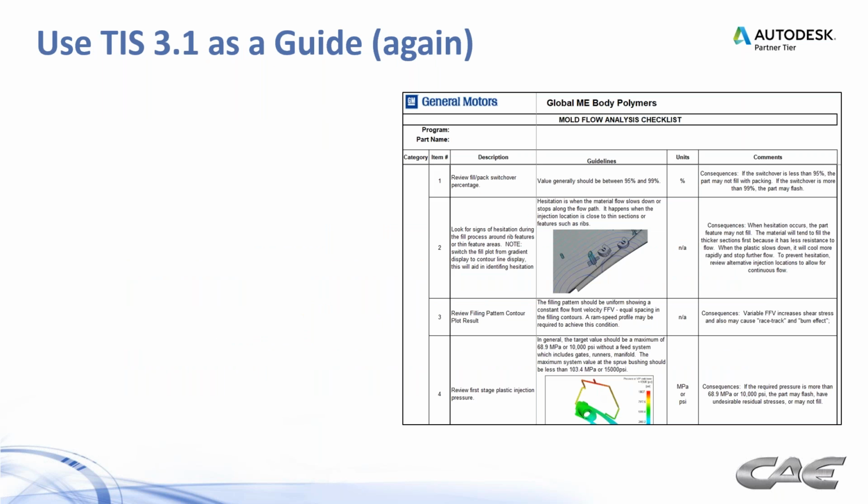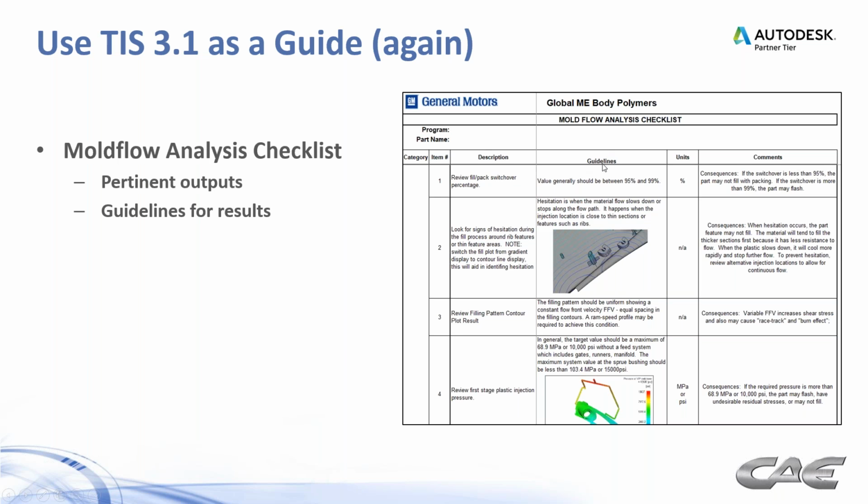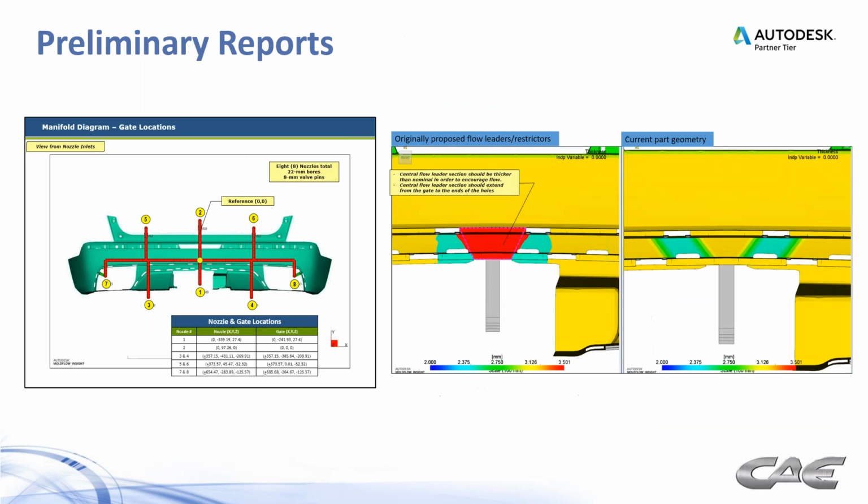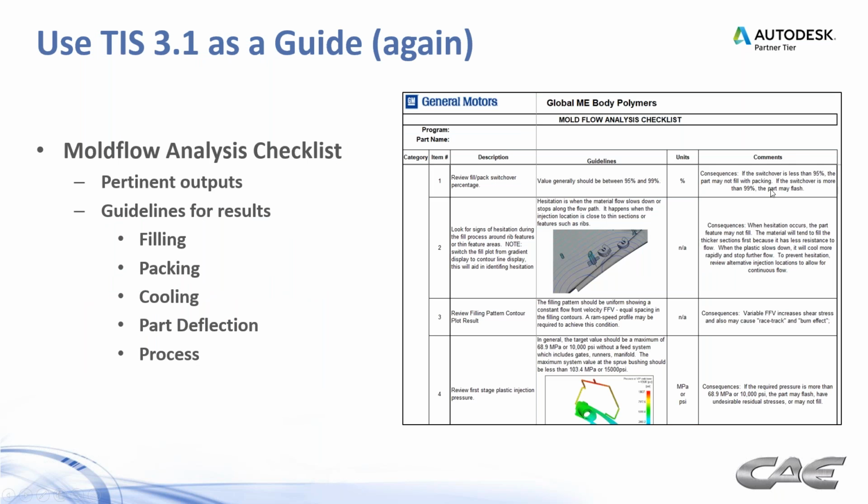So for this, you can also use the TIS 3.1 document as a guide. This is the Moldflow analysis checklist. And what it does here is it shows you the pertinent outputs, gives you guidelines for the results, for filling, packing, cooling, and part deflection or warpage, and then also for process. It also gives you some comments over here on the right to help guide you as to what you should look for.